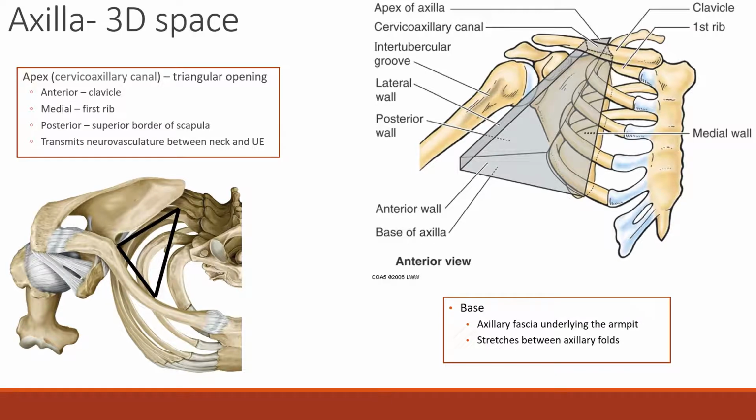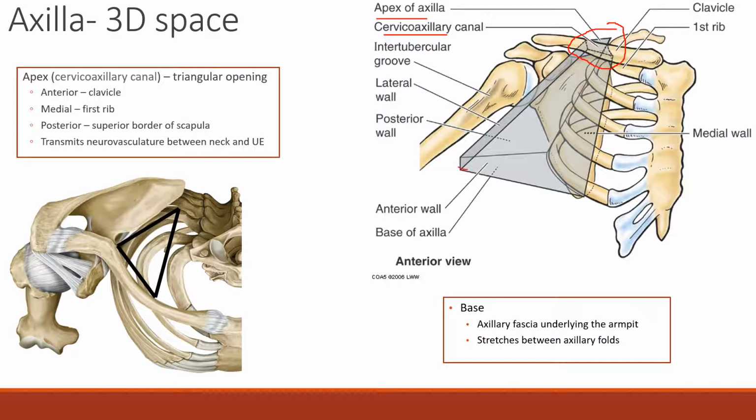So the axilla effectively connects the thorax to the upper limb. It also connects the neck and thorax and allows the neck to connect to the upper limb through this superior opening, the apex of the axilla, which is a space which communicates into the neck called the cervico-axillary canal. And so that name makes sense, right? Cervical means neck, and so this is the pathway from the cervical region into the axilla.